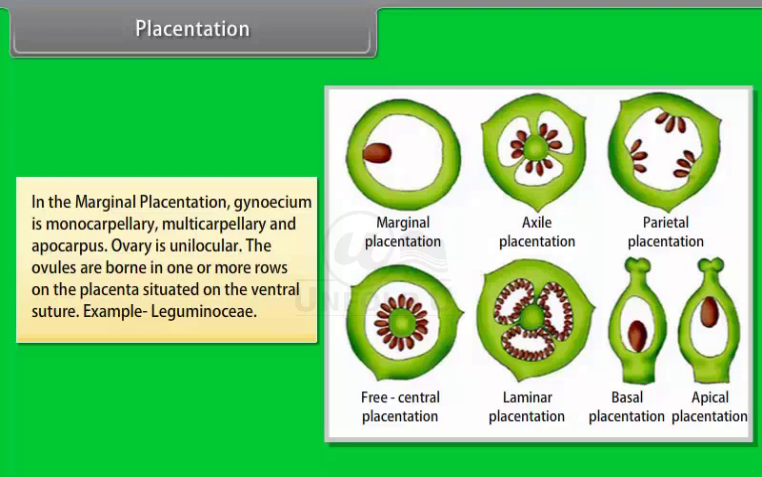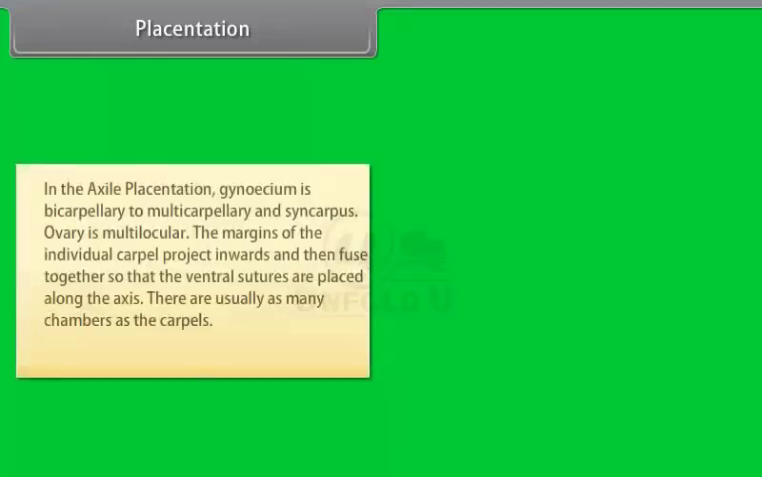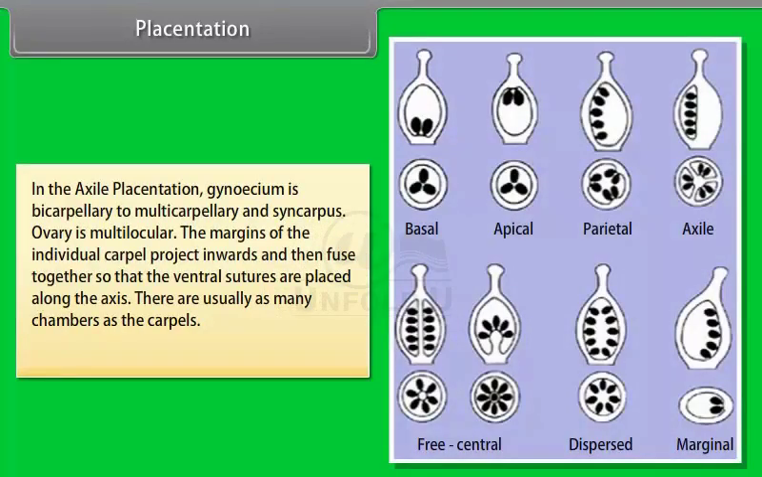Example, Leguminosae. In the axile placentation, gynoecium is bicarpellary to multicarpellary and syncarpous. Ovary is multilocular. The margins of the individual carpel project inwards and then fuse together so that the ventral sutures are placed along the axis. There are usually as many chambers as the carpels.